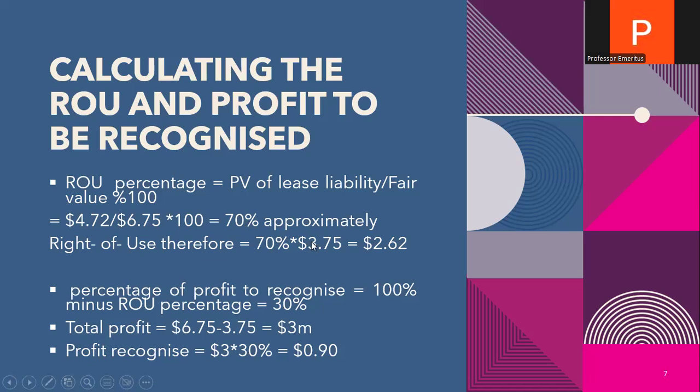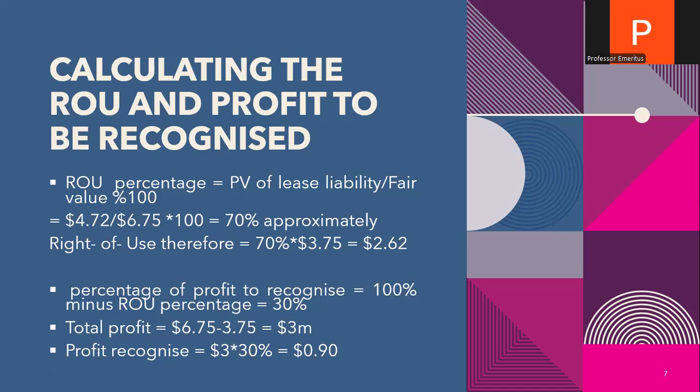Then we multiply it by the carrying value of the asset that was transferred to the buyer lessor, and that gives us 2.62. Then the portion of the profit for us to recognize, we're not going to recognize the entire 3 million profit. How did I get the 3 million? The fair value of the asset was 6.75 and the carrying value is 3.75. Therefore, the profit from this sale is 3 million in total.